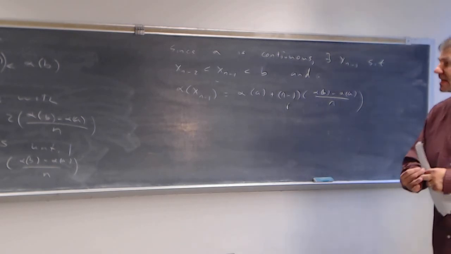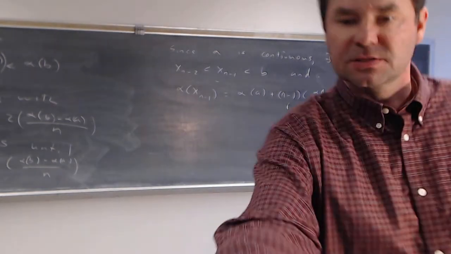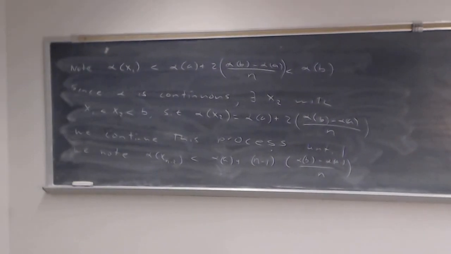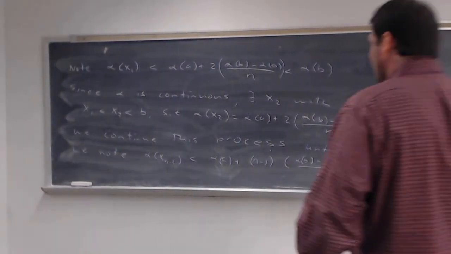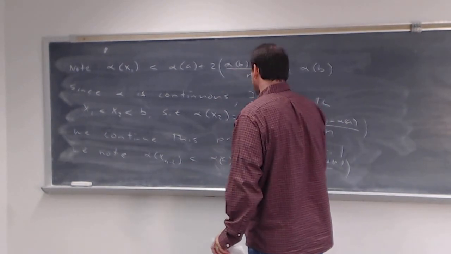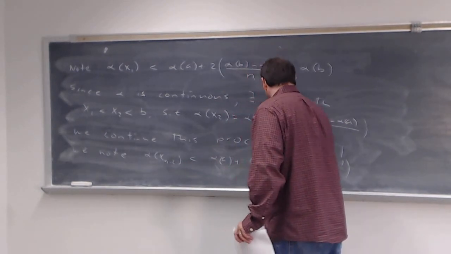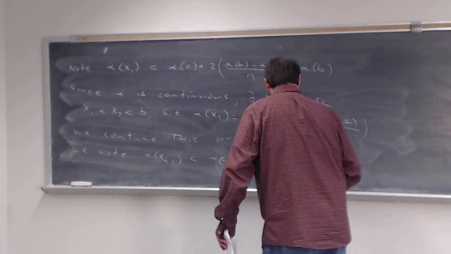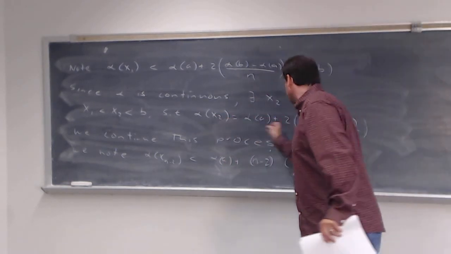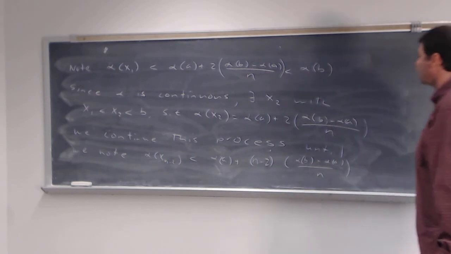I believe I made a mistake earlier that I want to correct. So let's go back to what I've written here at the bottom with this alpha of x sub n minus 2. I think that there should be n minus 2 here. That's a mistake. That matches here with x sub 2 being 2 times this quantity.